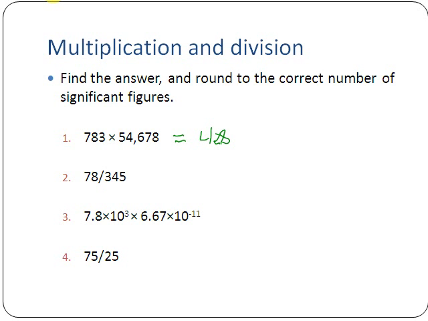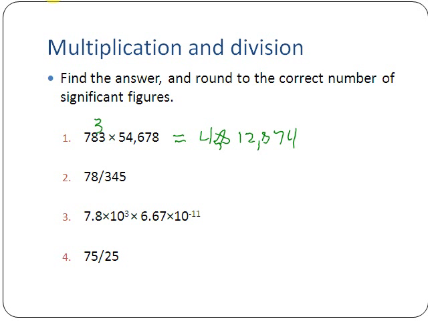428, my bad, 428,12874. So what is that going to end up being? That's going to be 42,812,874. Okay, so to figure this out, we have to look at the number of significant figures.